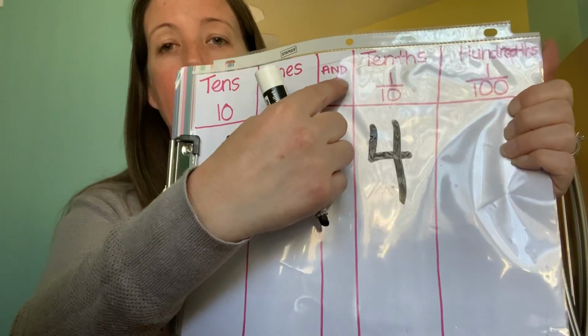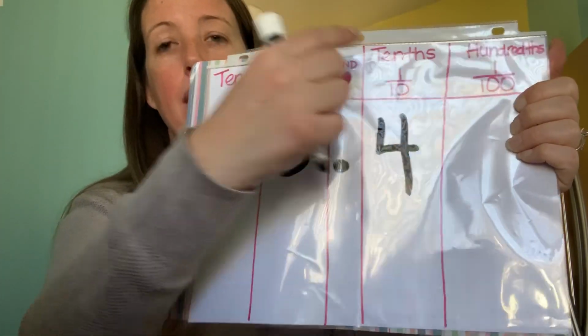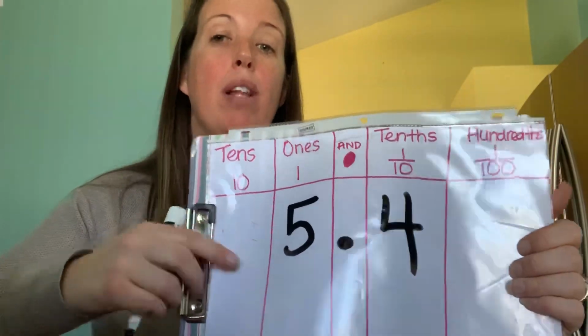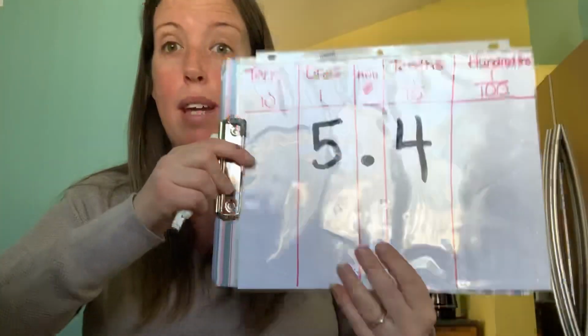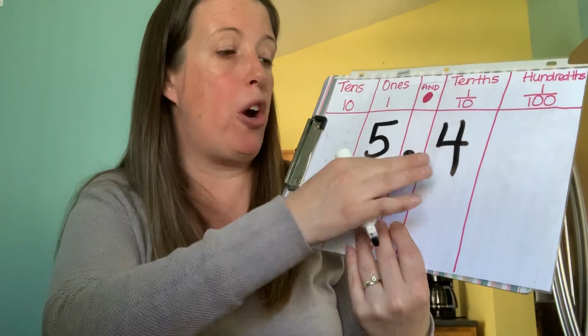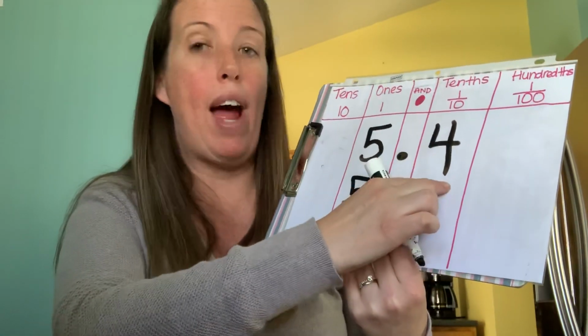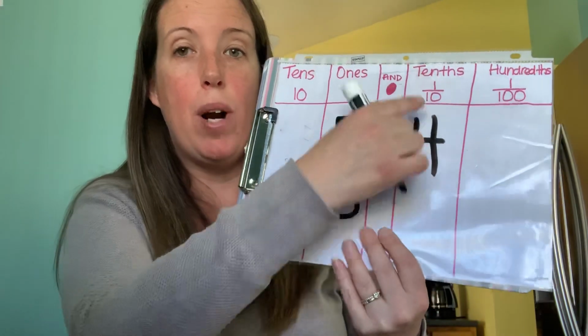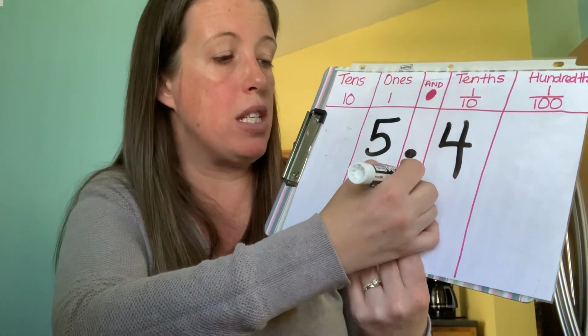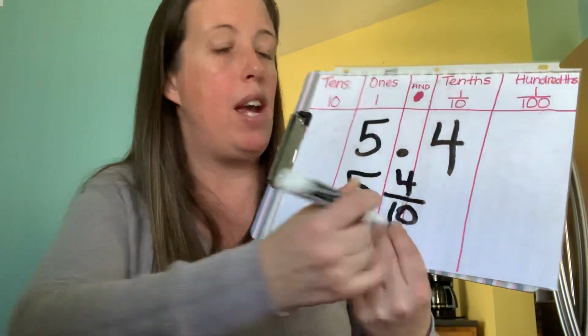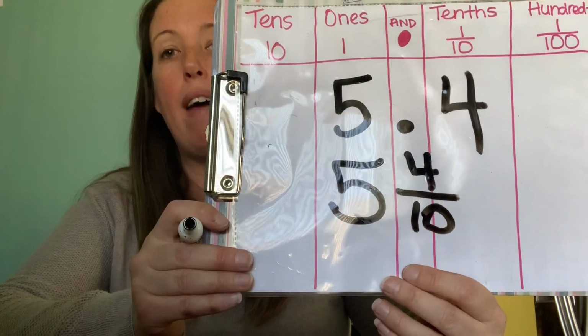5 and 4/10. So now I have to think about the mixed number. Well, how many wholes do I have, or numbers larger than 1? Right here, 5. And then what fraction is represented? 4/10, which is written as a numerator of 4 and a denominator of tenths. 5 and 4/10.